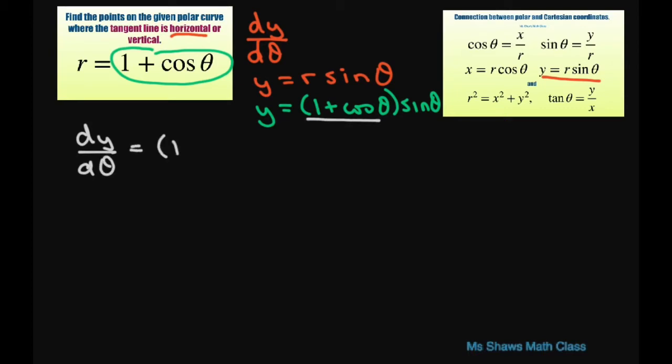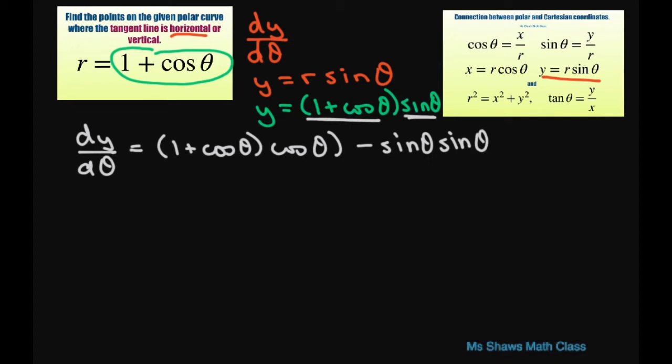So copy down the first term times the derivative of sine, which is cosine, and take the derivative of your first term, which is going to be negative sine, and then copy down your second term. Now I'm going to simplify this. Distribute this, you get cosine of theta plus cosine squared of theta minus sine squared of theta.